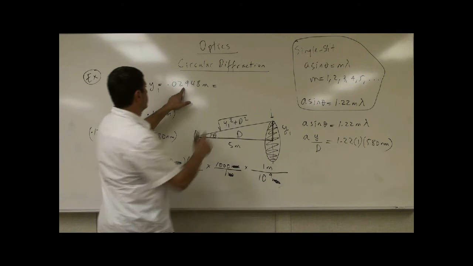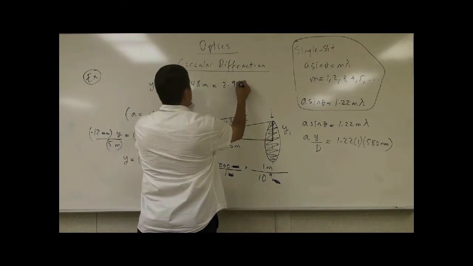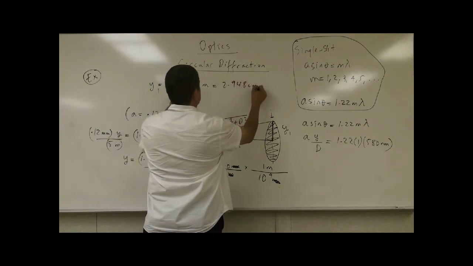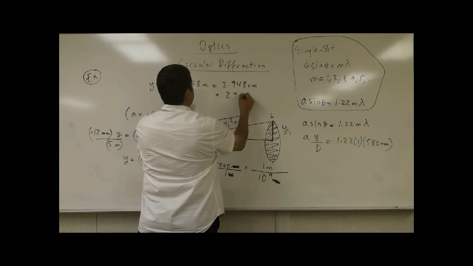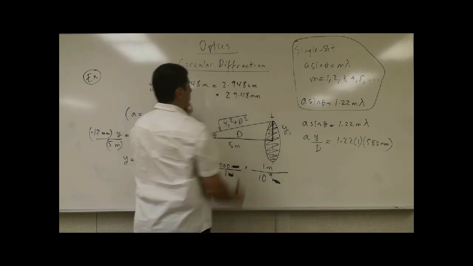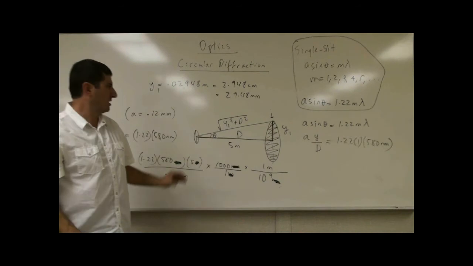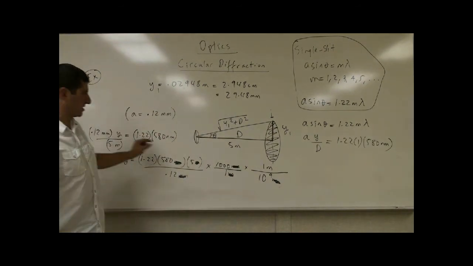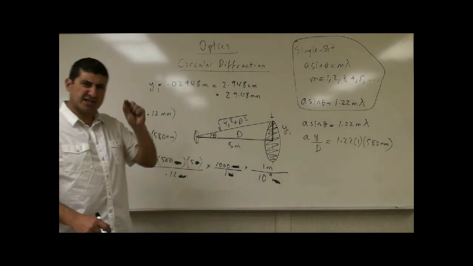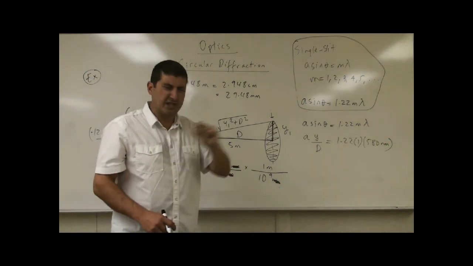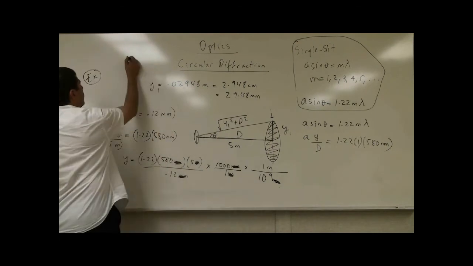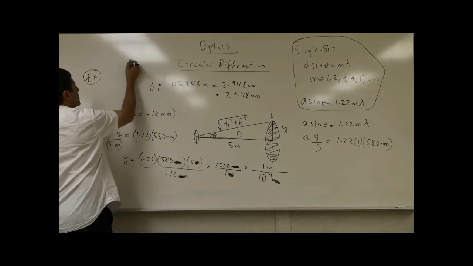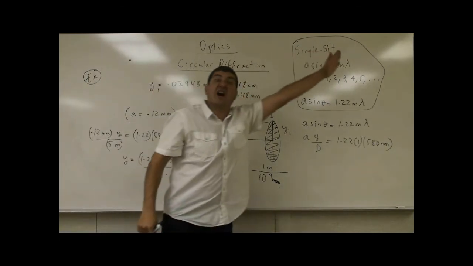Now I can express this either as centimeters or millimeters. I can multiply by 100 and say 2.948 centimeters or 29.48 millimeters. So roughly speaking, what are we looking at here? We have a wavelength of light, 580 nanometers. The opening was 0.12 millimeter, which you could barely see. It's very, very close. But then we have a screen 5 meters away.